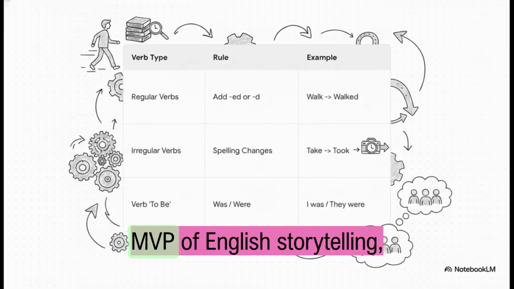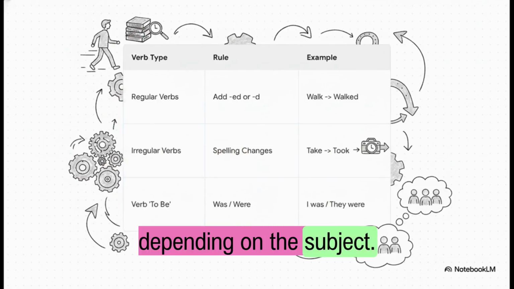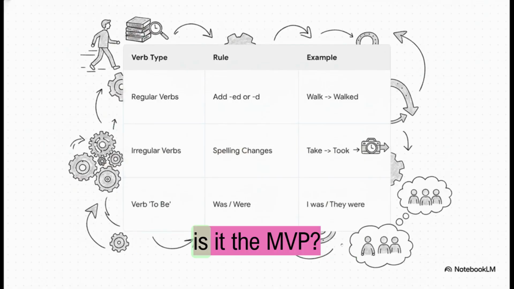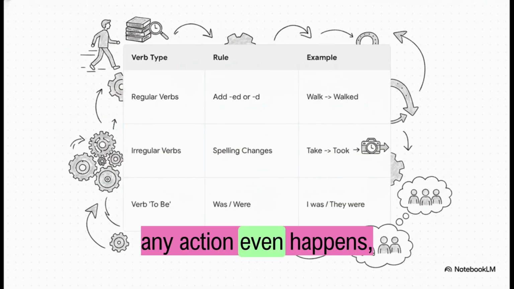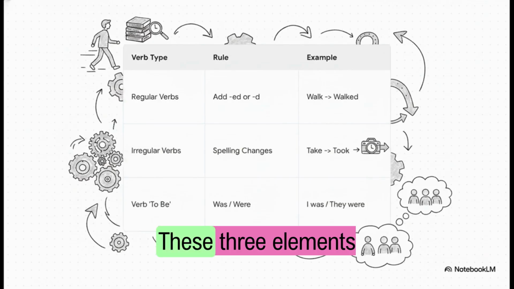Finally, we have the absolute MVP of English storytelling, the verb to be, which turns into was or were depending on the subject. I was, they were. Why is it the MVP? Because it sets the entire mood. Before any action even happens, it tells us if the character was happy or if the room was dark. These 3 elements are the mechanical gears running inside every single story you tell.